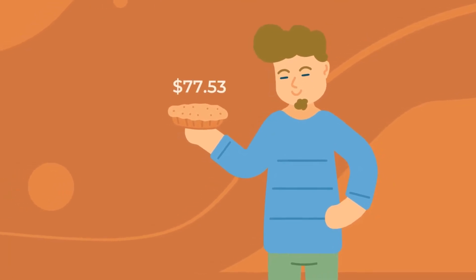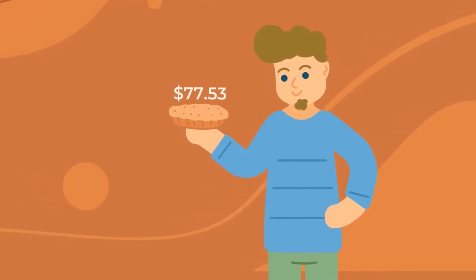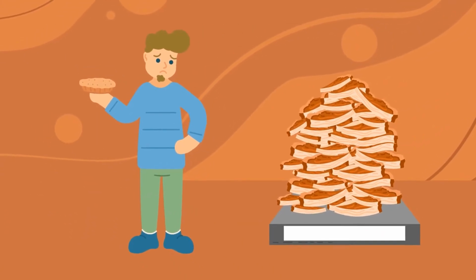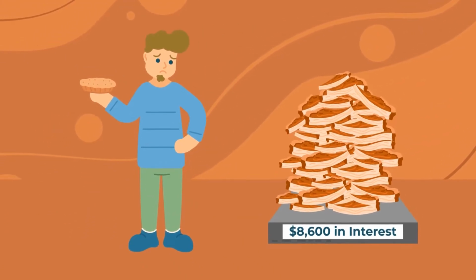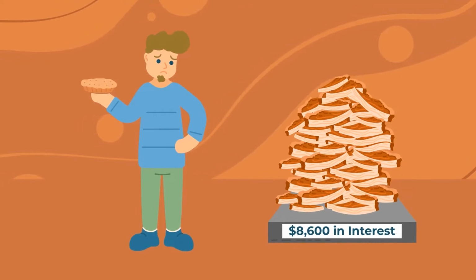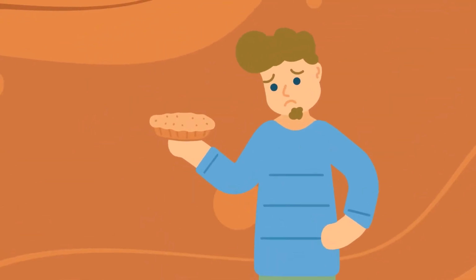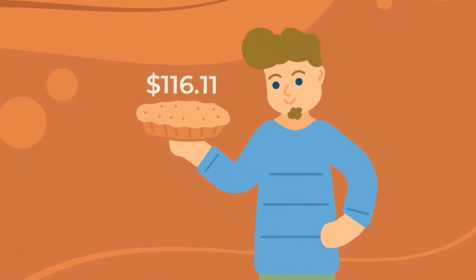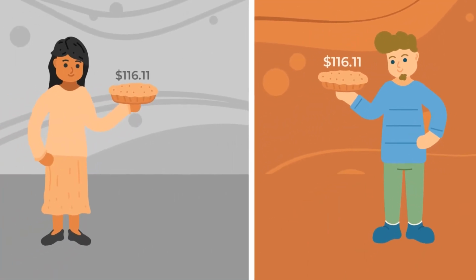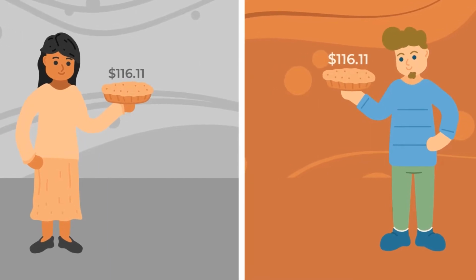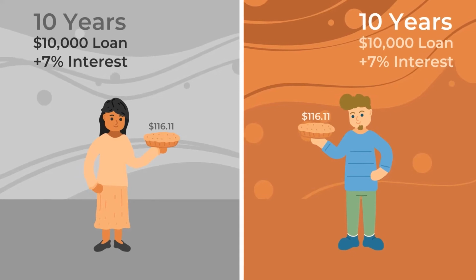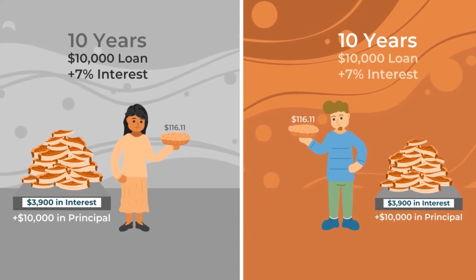Dan feels pretty good about his lower $77.53 monthly payment. But by the end of his loan, if he makes all his payments on time, he will have paid $8,600 in interest plus the $10,000 in principal. If Dan decides to pay extra and makes $116.11 monthly payments like Cheyenne, he would end up paying off his 20-year duration loan in only 10 years with exactly the same amount of interest paid as Cheyenne.